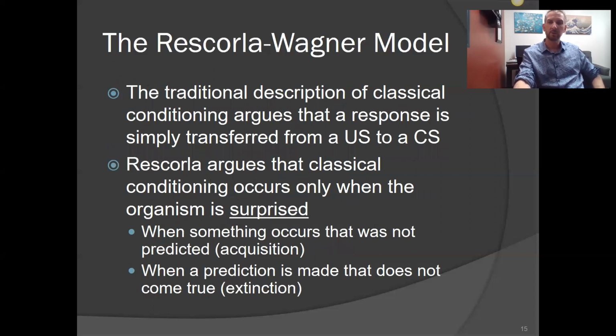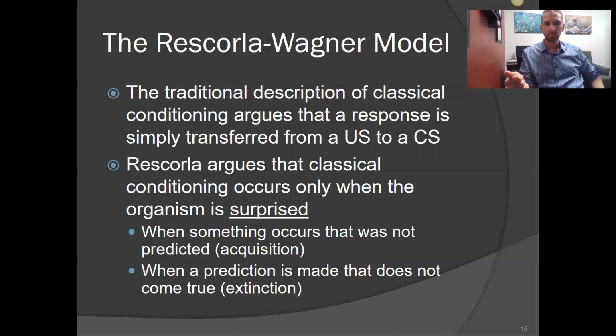So here is how we can think about it. Traditionally, it says a response is simply transferred from a US to a CS. But Rescorla argues that classical conditioning occurs only when the organism is surprised. And I love this. It's an interesting way of talking about classical conditioning because it usually sounds so boring. It's about eliminating surprise. We're always trying to understand our environment. We're always trying to understand what's about to occur. And classical conditioning is our way of achieving that.